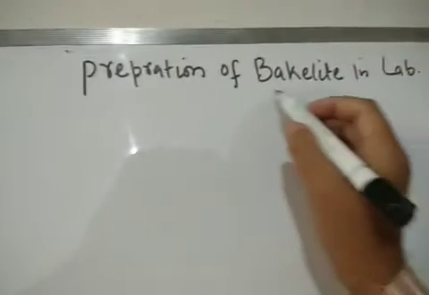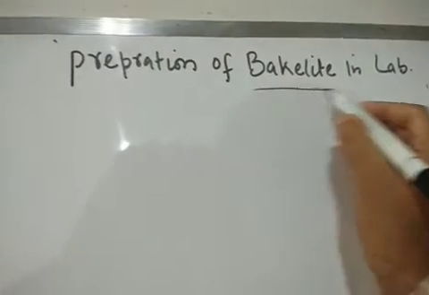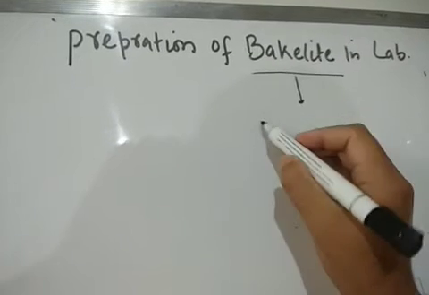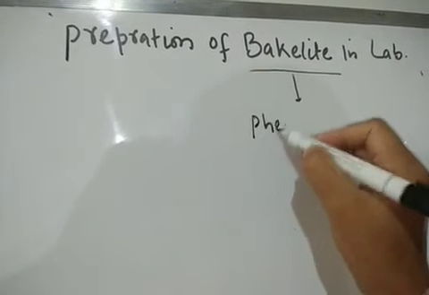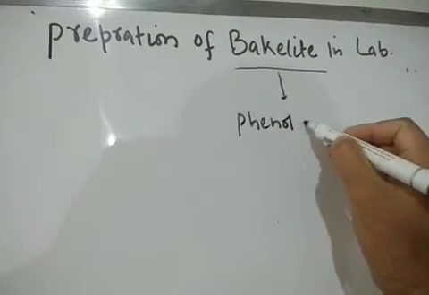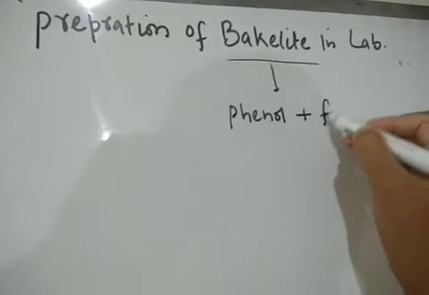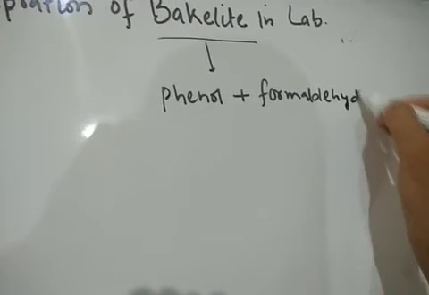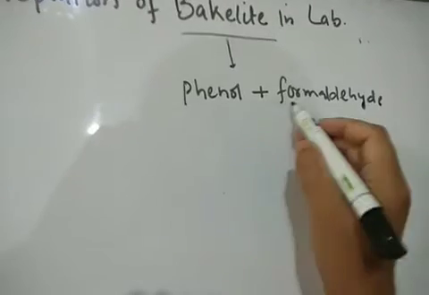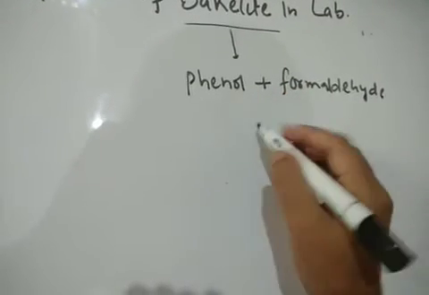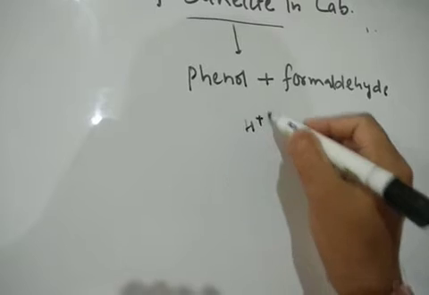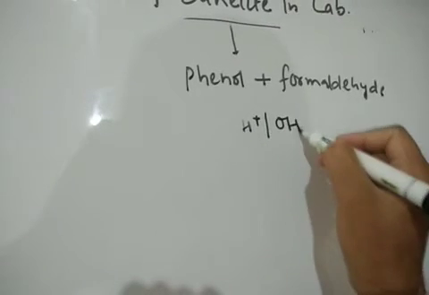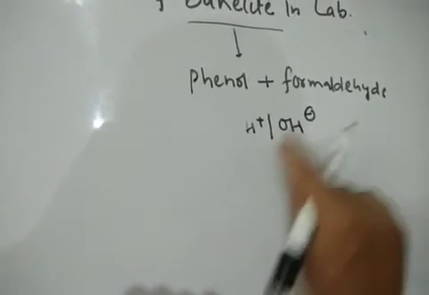So bakelite is basically a three-dimensional cross-linked polymer jo banta hai from phenol. It's made from phenol and formaldehyde. Ye do main chemicals hote hain, phenol and formaldehyde, and the process is catalyzed by acid, and we can also catalyze the process by base. Yani ye do act karte hain catalyst.